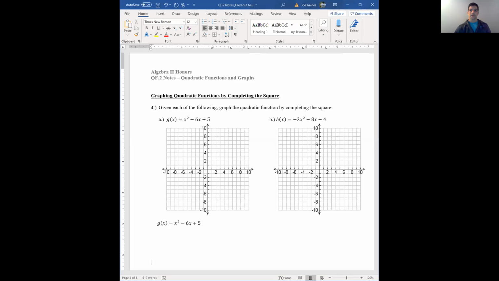Now let's go ahead and take a look at problem number 4. Problem number 4 is a little bit different because now we have quadratic equations that are given to us in standard form. So 4 says that given each of the following, graph the quadratic function by completing the square. We learned the method of completing the square when solving quadratic equations. We're going to use that method not actually to solve here. We're not going to completely solve the function, but we're going to use this method to rewrite the function in vertex form so that we can graph it using transformations.